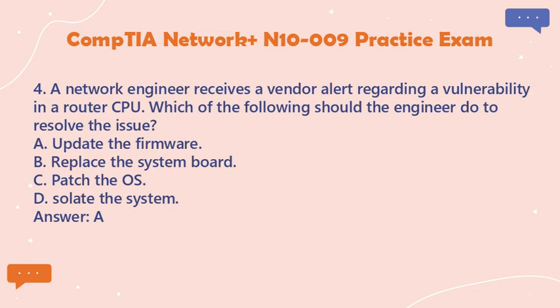4. A network engineer receives a vendor alert regarding a vulnerability in a router's CPU. Which of the following should the engineer do to resolve the issue? A. Update the firmware. B. Replace the system board. C. Patch the OS. D. Isolate the system. Answer: A.